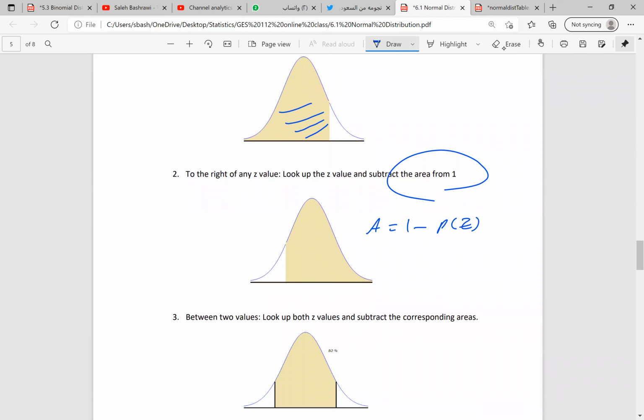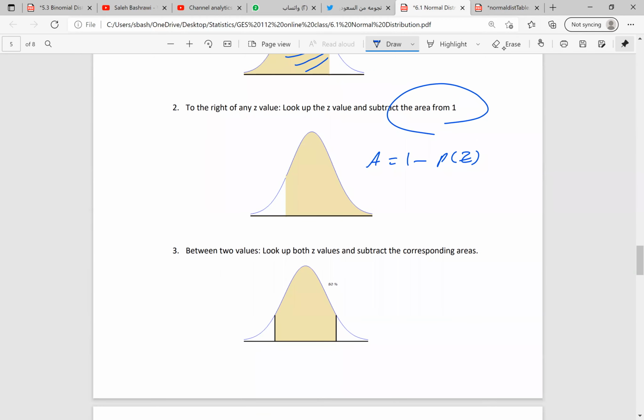If it is between 2 values of z, look up both z values and subtract the corresponding area. So this will give me A1 and this is A2 from the table. The area will be A2, the larger, minus the smaller one, the right one minus the left one.